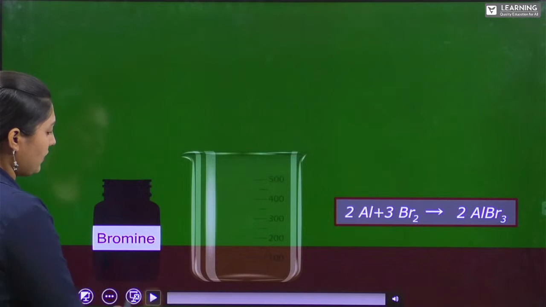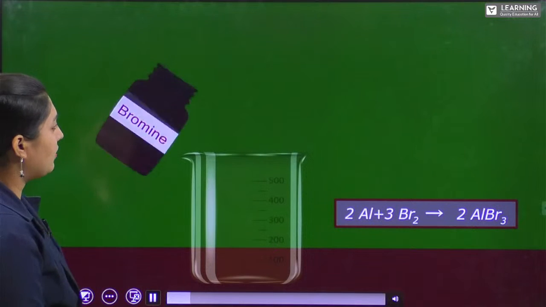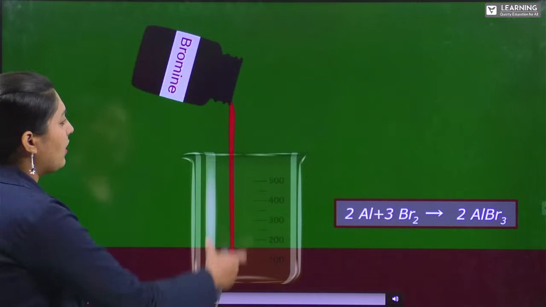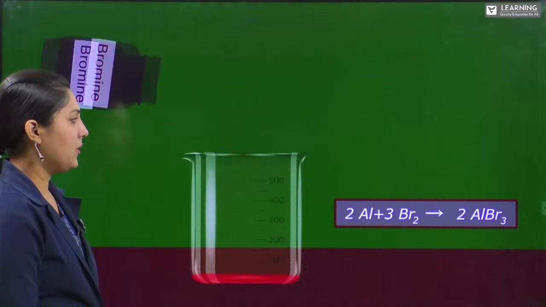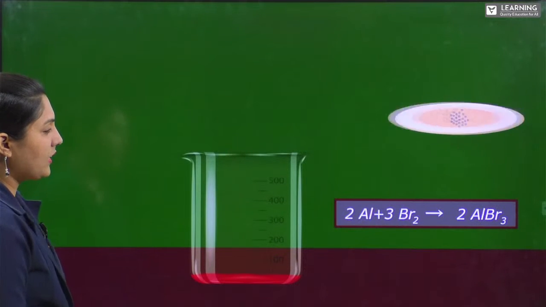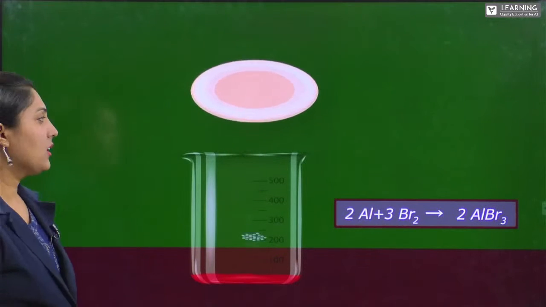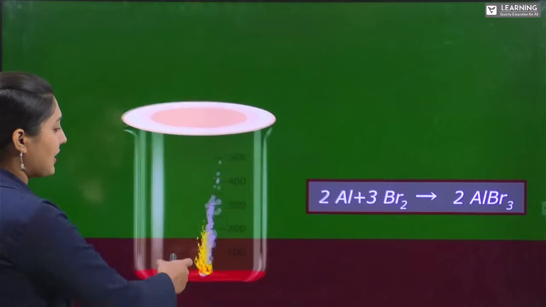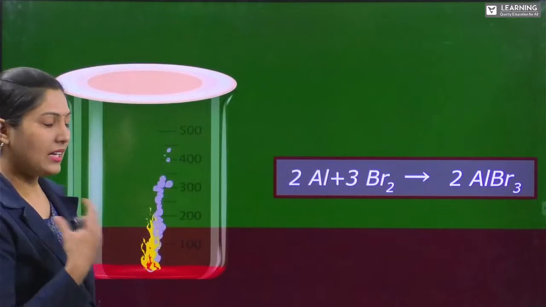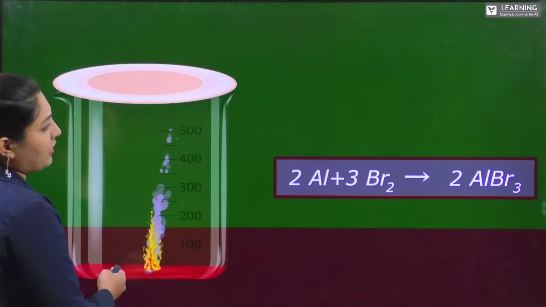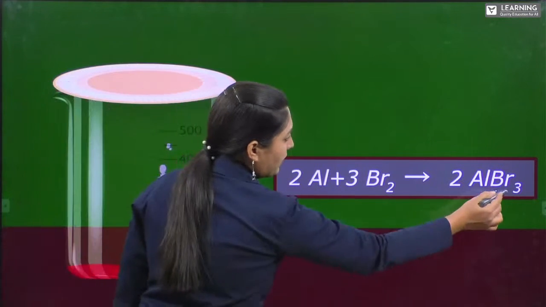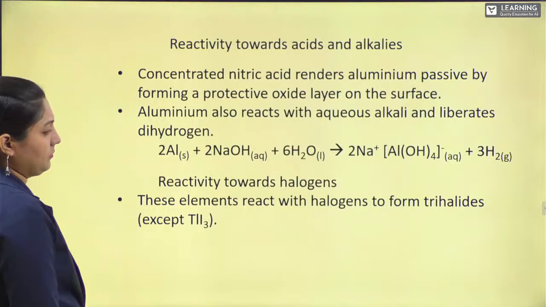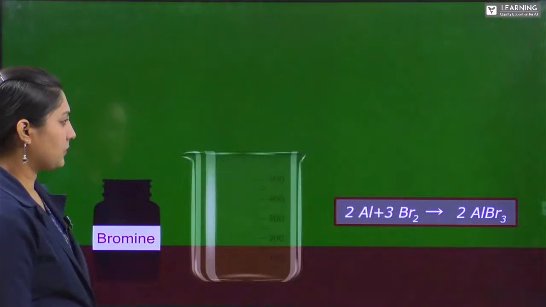If you see the bromine, when bromine is taken in a beaker and we add aluminium, then we get aluminium bromide formed. It is exothermic in nature, high energy is released, and you can see the formation of aluminium bromide.